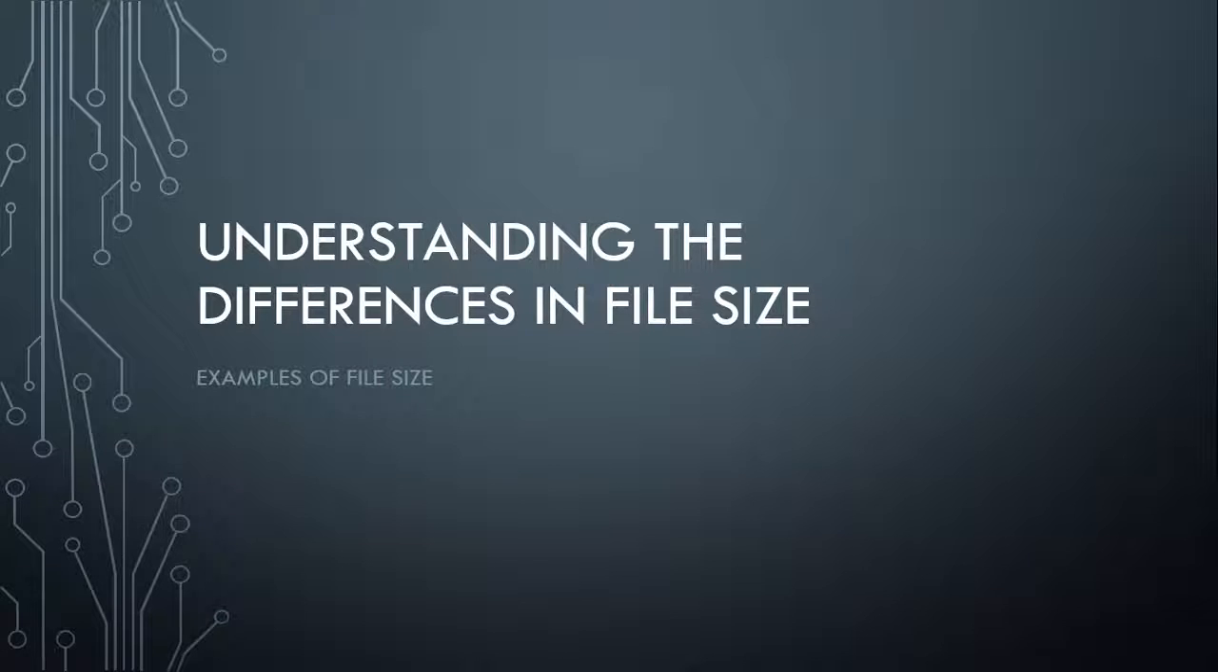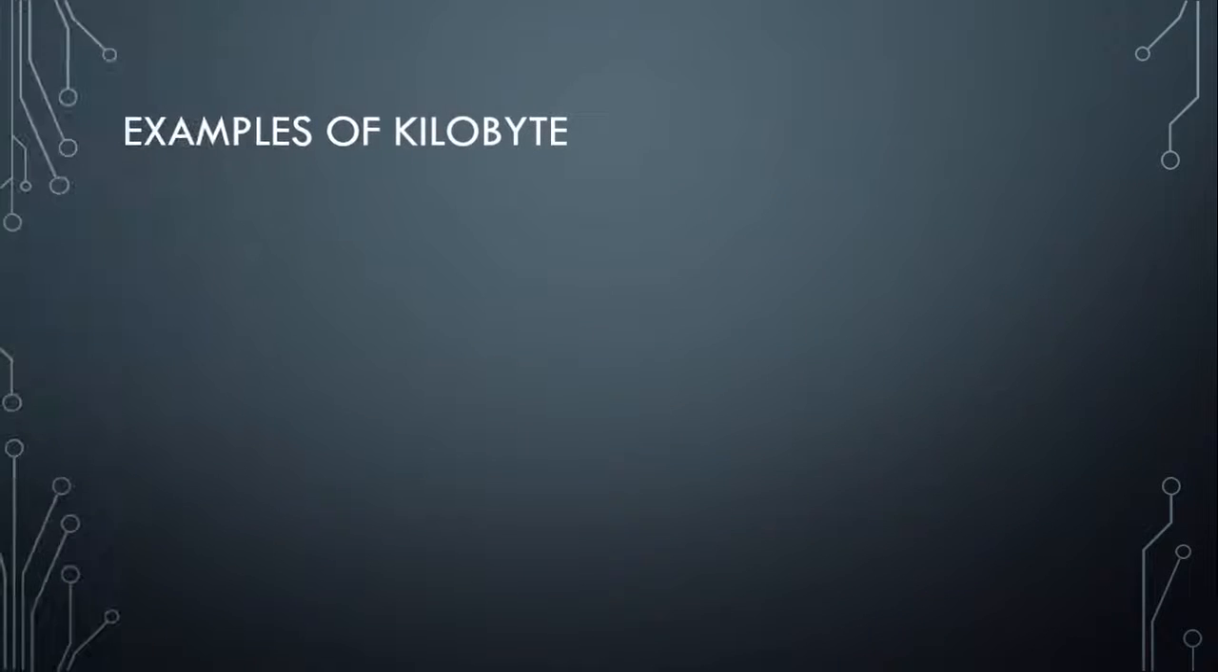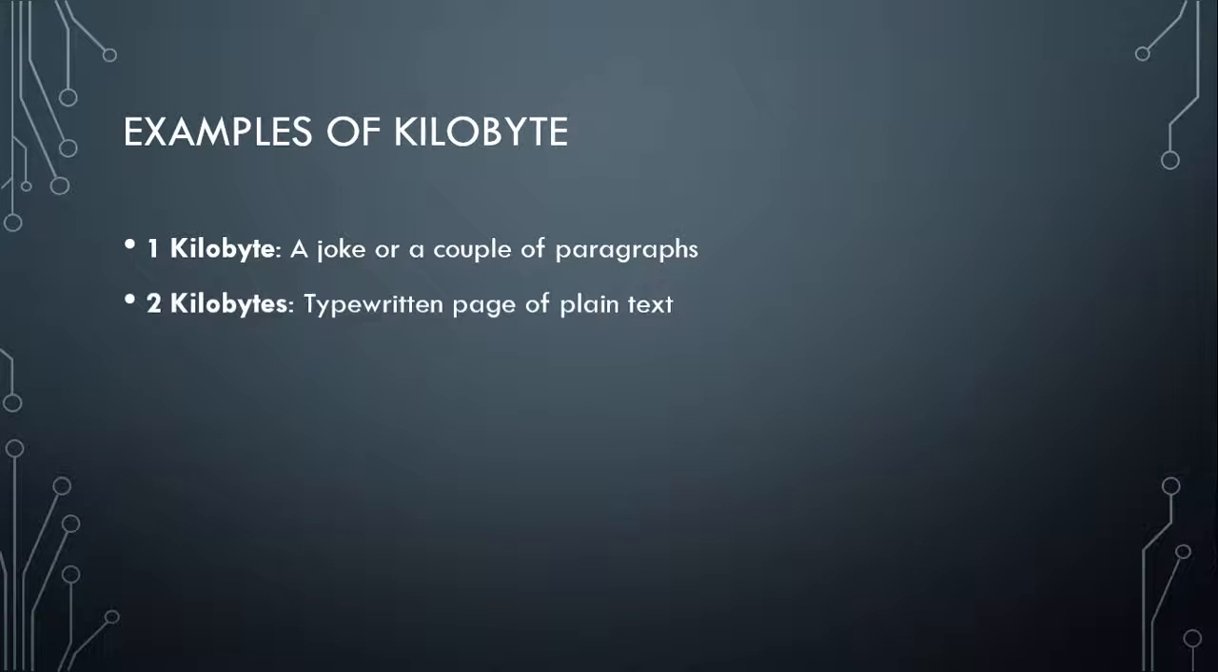Today we're going to discuss some examples of file size. Let's start off first with the kilobytes that we discussed last time. As a quick example, 1 kilobyte is equivalent to a joke or a couple paragraphs in just plain text. 2 kilobytes would be more about a page of plain text. This is not necessarily text written in Microsoft Word, because Word has some underlying formatting. This would be like if you just use Notepad.